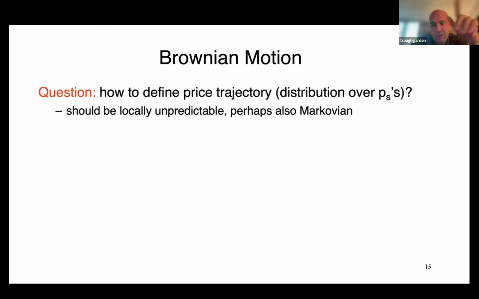So what do we want? What sort of property should this distribution have? Well, the price should be locally unpredictable. So if at some given moment in time, S, you know that the price is 100, you should have no idea what's going to happen next, whether it's going to go up, whether it's going to go down.